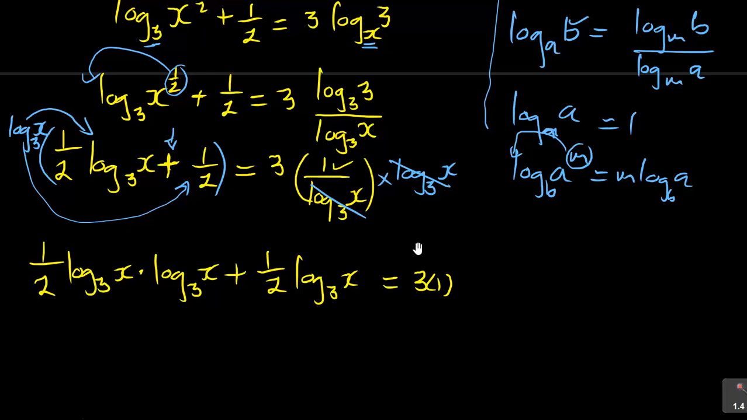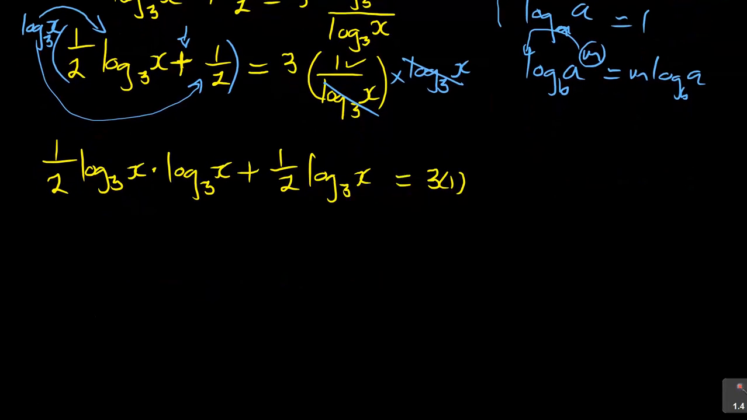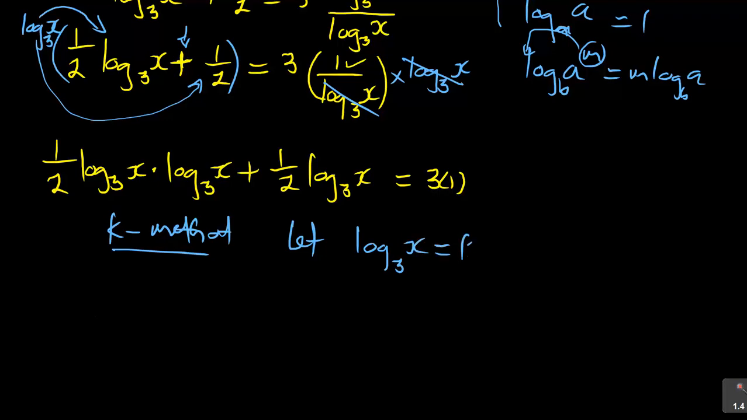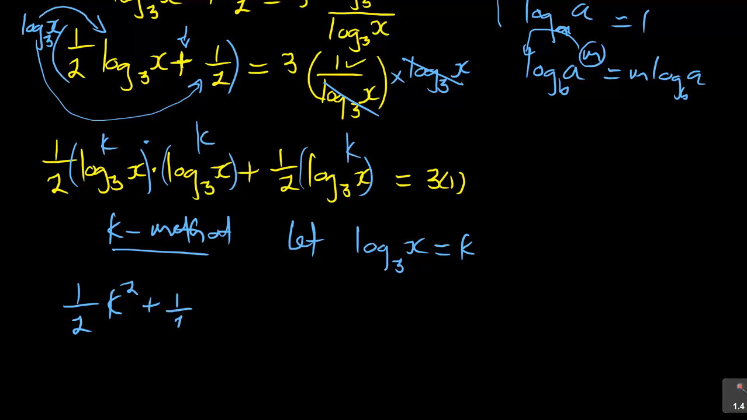Now, that is the part where I usually try to simplify things. In this case, I usually use the K method. Now, the K method, what does it say? You let everything be equal to K. So you say let log base 3 of x be equal to K. Whenever you see log base 3 of x here, you put a K. When you see it here, you put a K. Don't forget there is a multiplication sign. When you see it here, you put a K. So let's simplify this. It's 1 over 2 K times K. You see K dot K is K squared, plus 1 over 2 K is equal to 3.